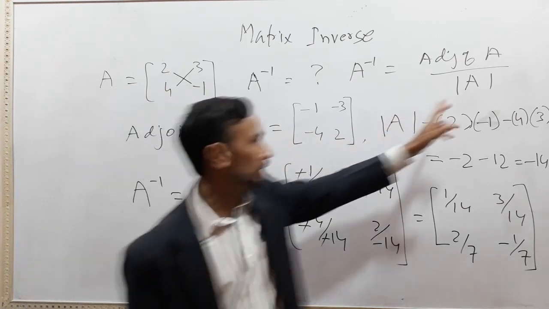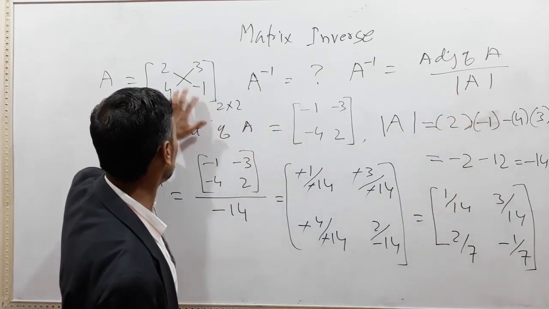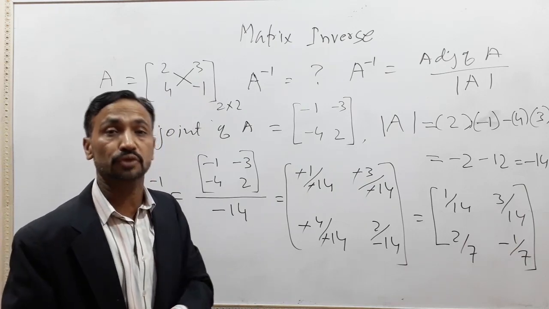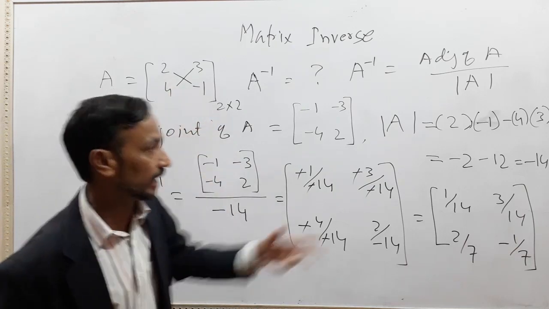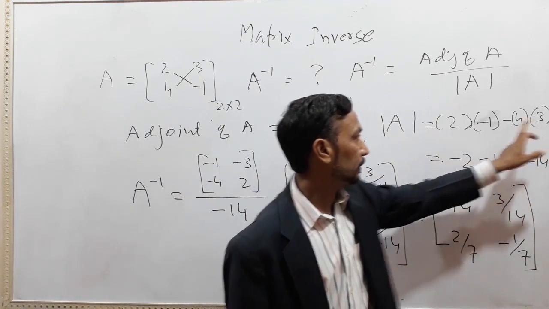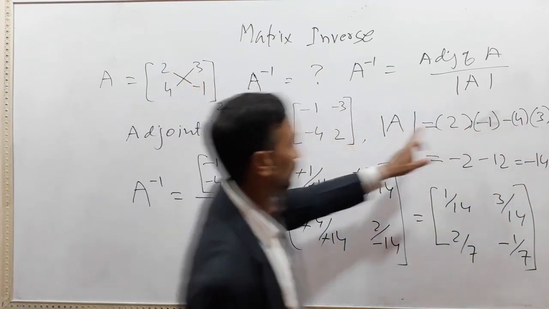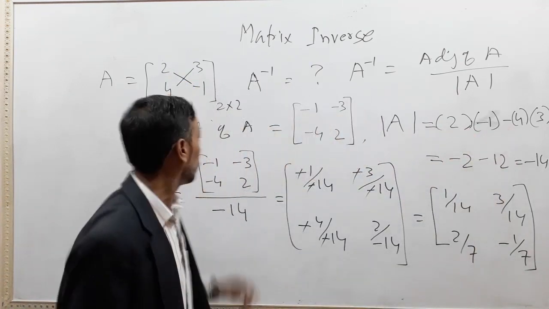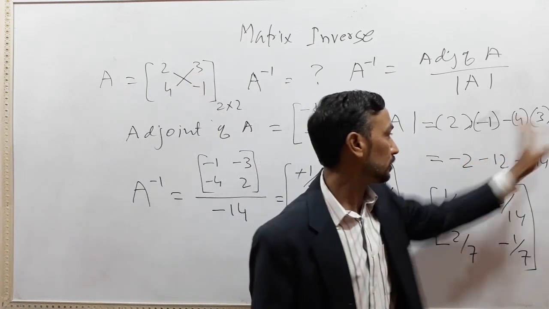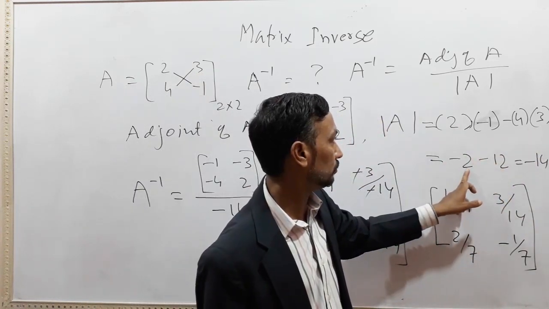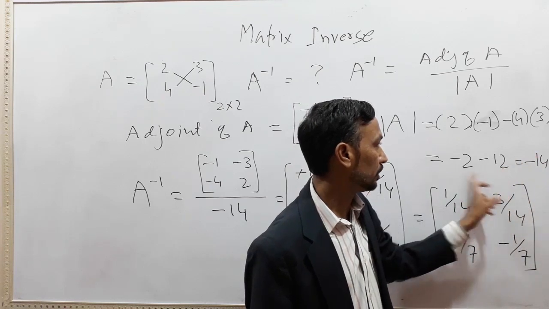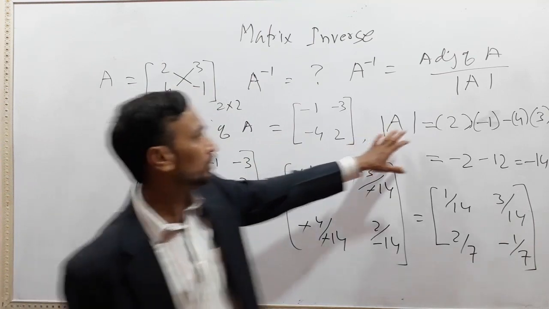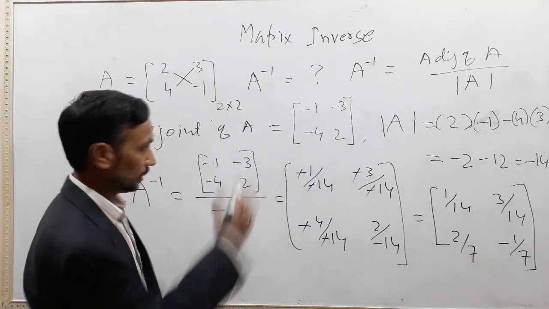As far as the determinant is concerned, we take the difference of the products of the elements present in both diagonals. So 2 times minus 1, minus 4 times minus 3. So it's minus 2 and minus 12, simply minus 14. Now we'll put these values in the formula.